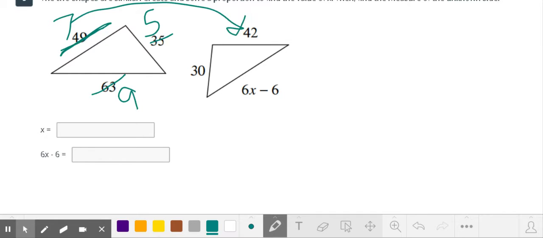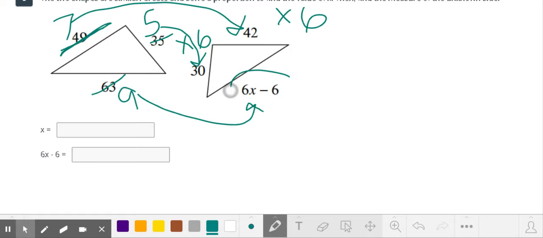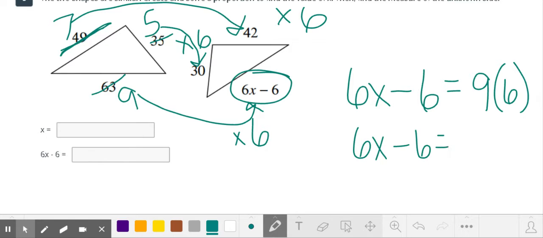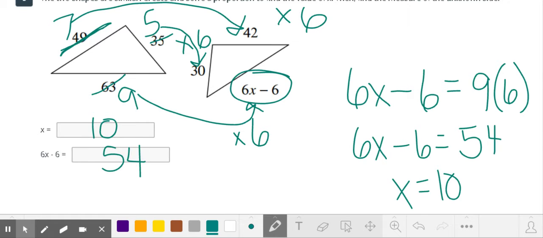7 becomes 42 by multiplying by 6. 5 becomes 30 by multiplying by 6. So 9 will become this thing by multiplying by 6. Okay, so what that means is that 6x minus 6 is equal to 9 times 6. So 6x minus 6 is equal to 54. I'm going to add 6 to both sides, and I'll get 60. X is equal to 10. X is equal to 10, and that missing side is 54.